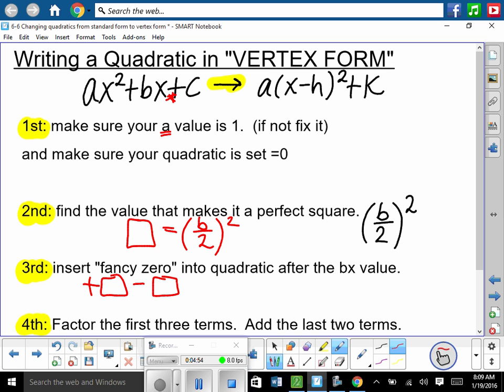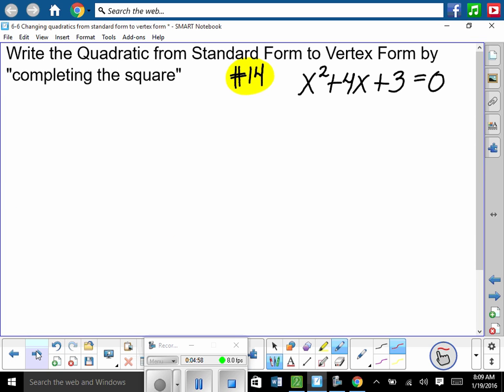Okay. Ready for the first example? Okay, number 14 is where I'm going to start. It says, write the quadratic in standard form to vertex form by completing the square. So once again, what we're doing when we're completing the square is taking this quadratic that's written in standard form, ax squared plus bx plus c, set equal to 0. First step, make sure it's set equal to 0. If not, fix it. So now we're going to write it in vertex form by the process I just gave you before.